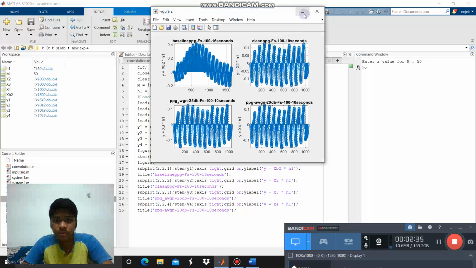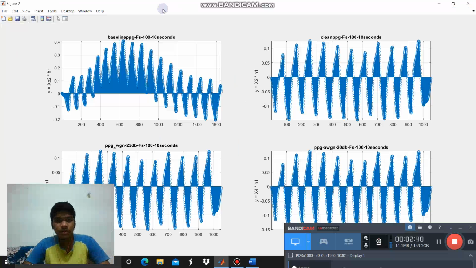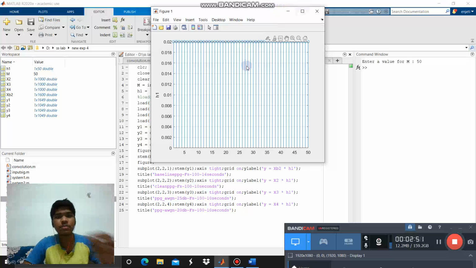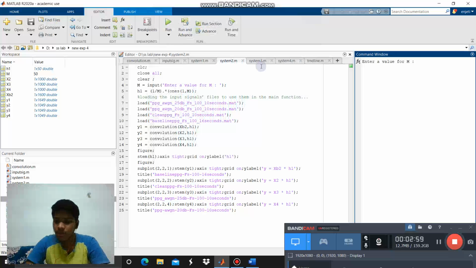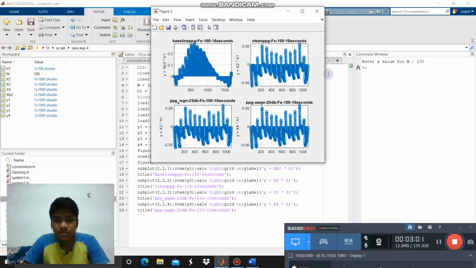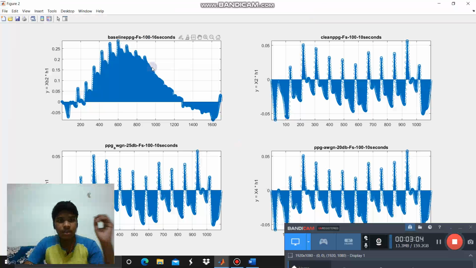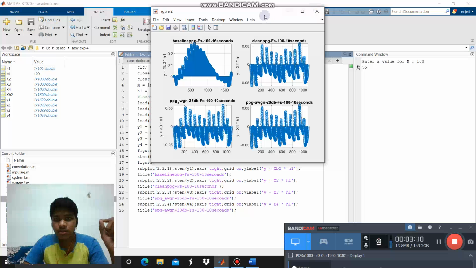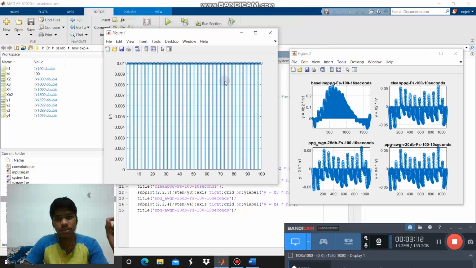This is the output for the four signals. Here we can see that low frequencies are passed, so we can say that this is also a low pass filter, and we will do it for m equal to 50, and this is the impulse response for m equal to 50, and for m equal to 100, we can see here that low frequencies are passing. This is the low pass filter.